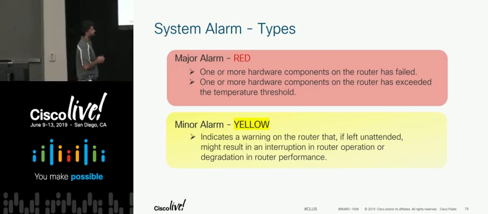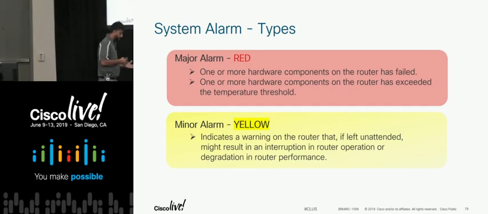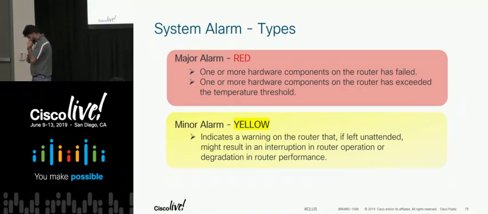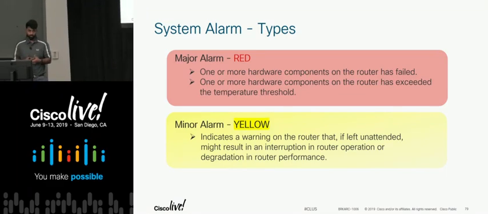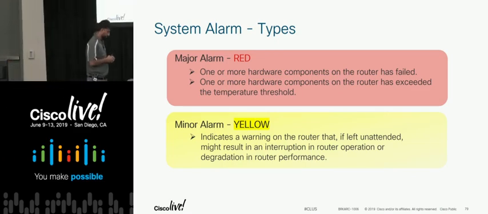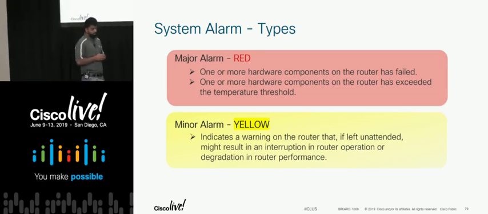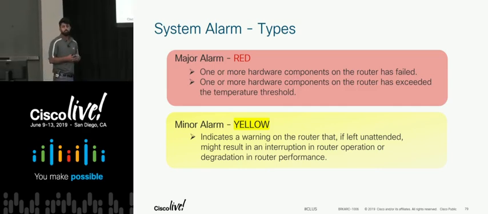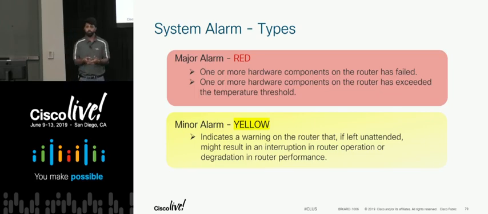For the alarms, you'll have red or yellow, like major, critical, and minor alarms. If it's a major or critical alarm, one of the hardware components has failed, the router has gone bad, or due to a temperature failure the router has exceeded its threshold limits, something like that. Critical is where the router is down, basically. And for the minor alarms, it's just like a warning. If you leave it unattended, it may result in router failure.